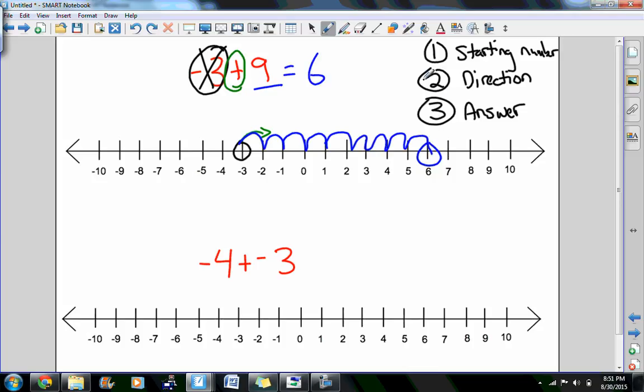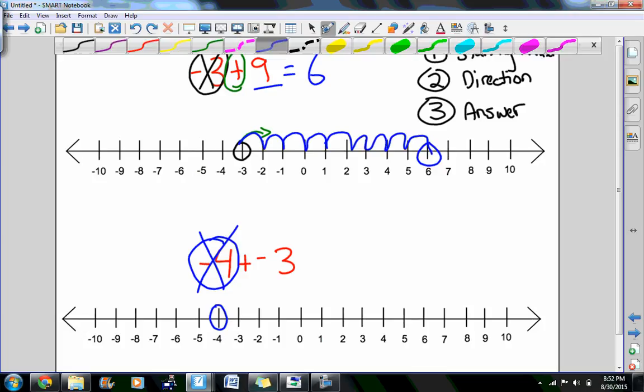Really emphasizing all 3 steps. So down at the bottom we have a problem that's a little bit different. Step number 1 is our starting number, which is always going to be the first number, which is in this case a -4. Once I've worked with that, I want to completely ignore that -4. I don't want to work with it anymore.